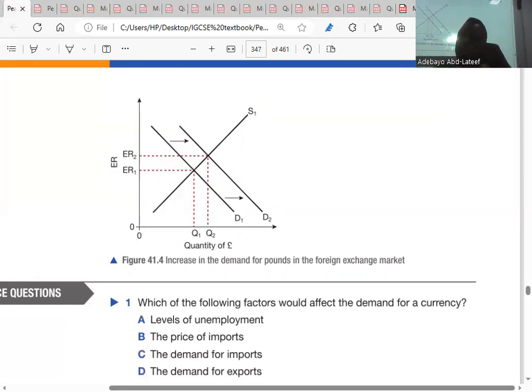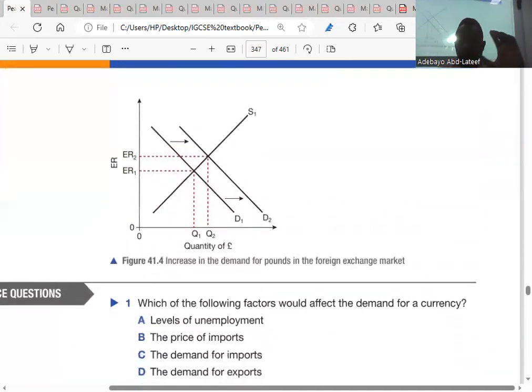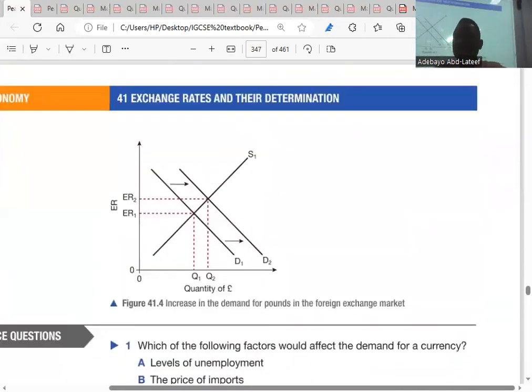An increase, and I should explain again, right? Okay, yeah. I think I missed some. Okay, let me just go back here. If the demand for UK export rises, now that's the point. If the demand for UK export rises, that means we need UK to do more of exports. If UK do more of exports, what happens? The demand for UK currency would increase, yes or no? Yes. Shifting the demand rightward from D1 to D2, because export has increased.